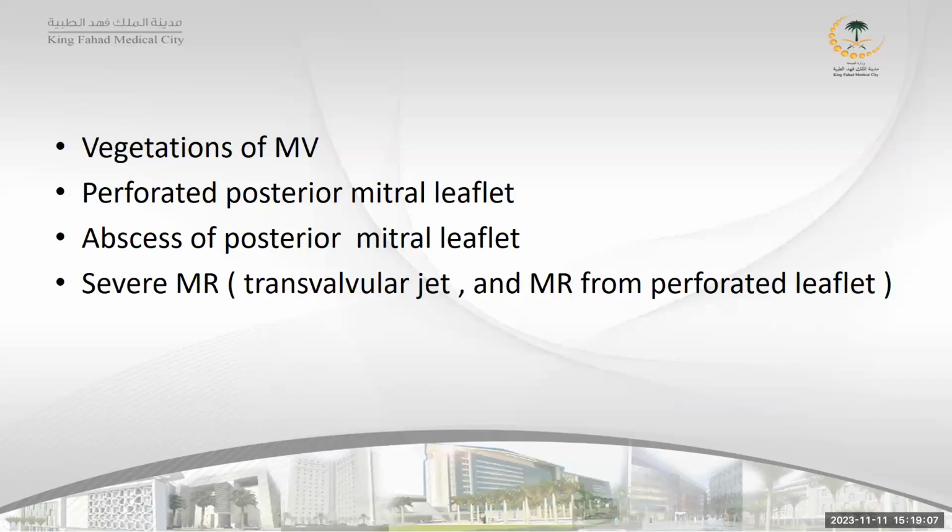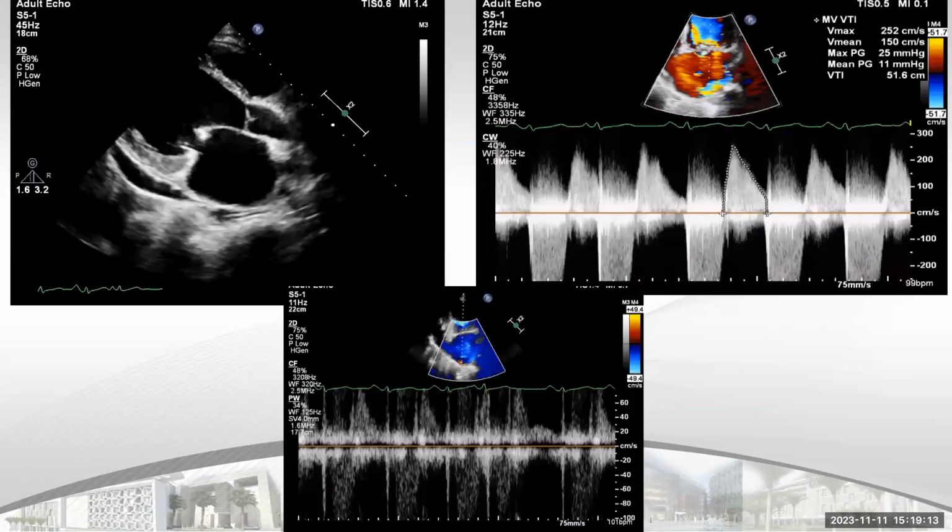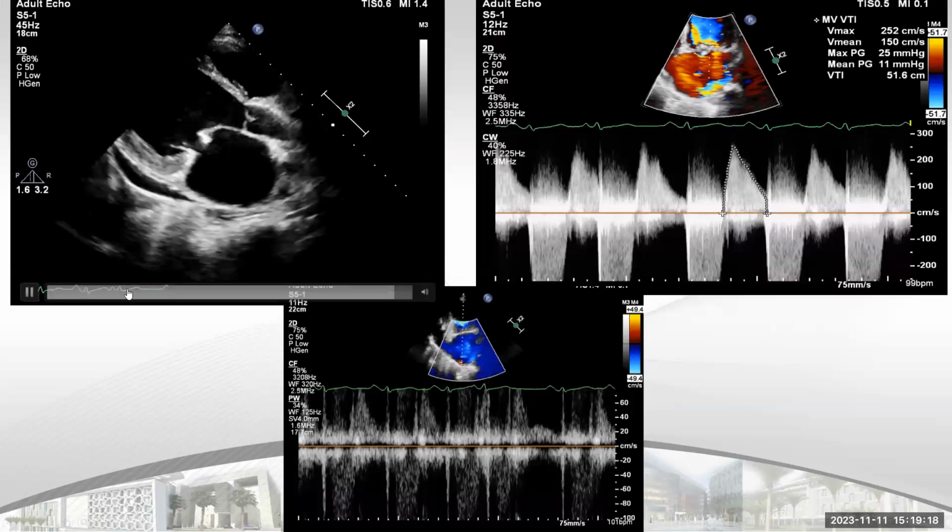So vegetation of mitral valve, perforated posterior leaflet, and abscess as well with severe MR, two jets with perforation. Okay, this is easy. Please, we need a quick answer. Two or three findings.